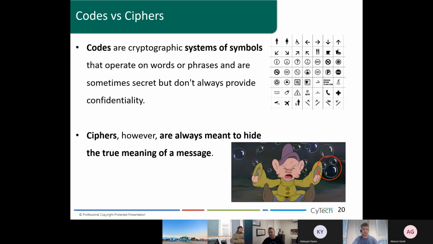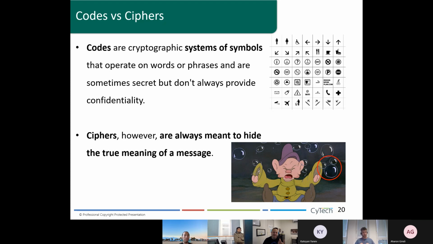Codes versus ciphers. Codes are not ciphers. Codes are a system of symbols. Think of the traffic lights or traffic symbols that you have out there in the streets. Those are pretty easy to understand if you're familiar with the way the streets work. If you're familiar with the environment, it's relatively easy to understand the codes. But if you take someone that lives somewhere remote in the world where there are no roads, no traffic signs, and you put them in the middle of Manhattan and ask them what this sign means, they will not know because they're not familiar with the system. So codes are pretty easy to understand once you're familiar with the system.